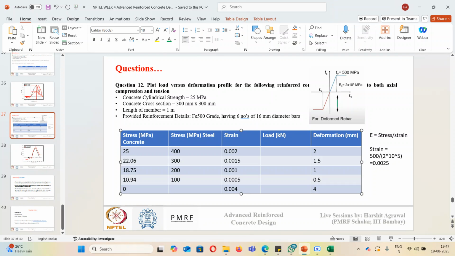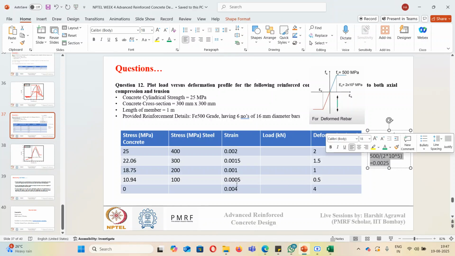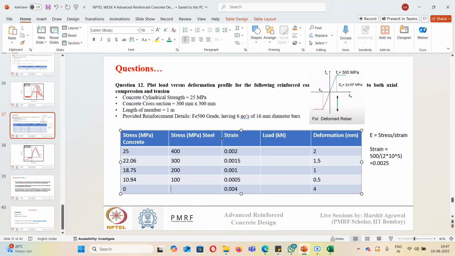Now at 0.004, this strain is more than the yielding strain of steel. So now the stress in steel will become constant at 500. So I can take directly 500 here. And at any point above, if I take the strain value of 0.005 also, the stress will be 500 only. Okay, so this will now become linear.